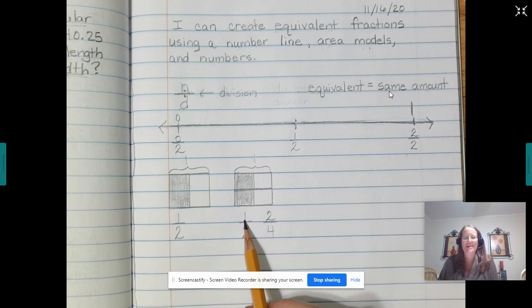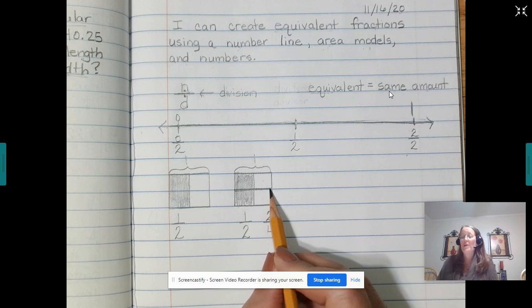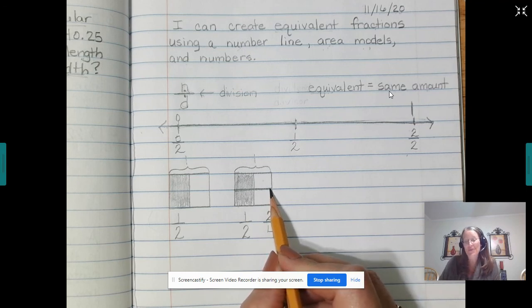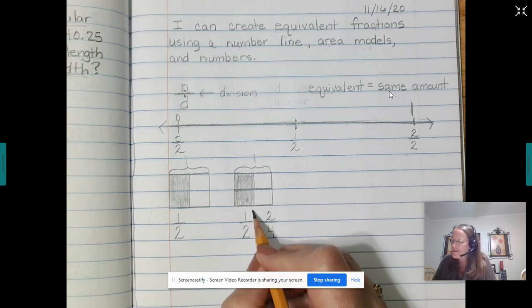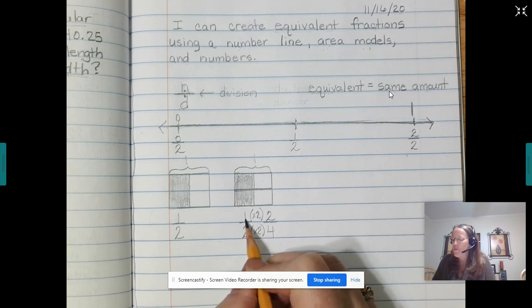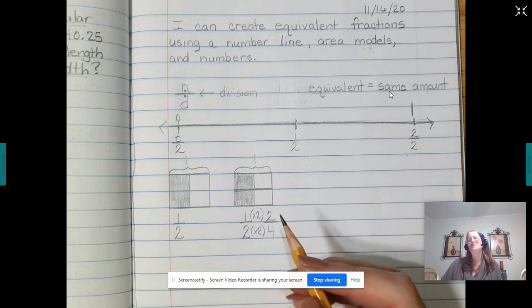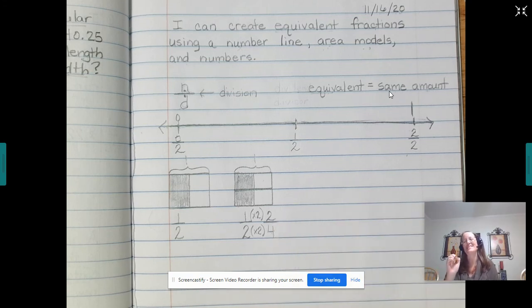Now, this is the fun part. This is what Ms. Mullenix loves. This goes back to the sprint that you did at the beginning. Okay? When we drew this line, what we actually did with our numbers is we multiplied the numerator by 2, and we multiplied the denominator by 2. 1 times 2 is 2, and 2 times 2 is 4. Interesting. You just wait till the next slide.